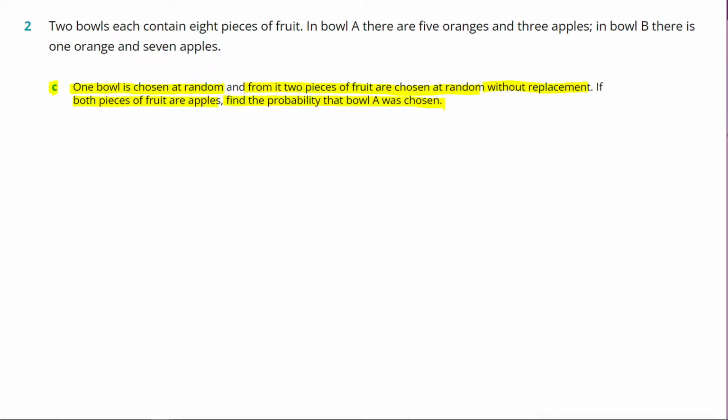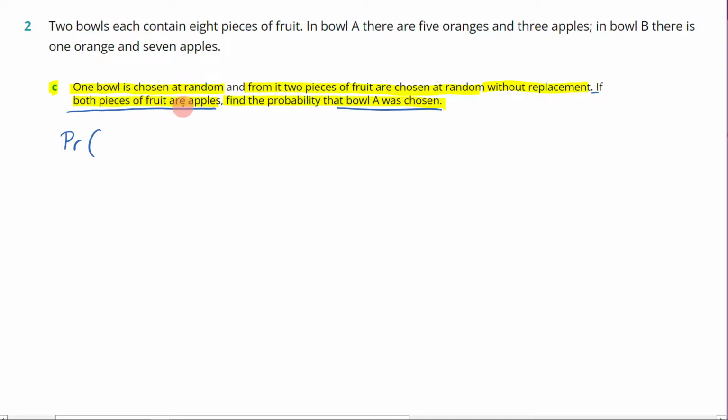This is where we need to be careful. You need to really think about what the question is asking and what type of probability is in use here. The fact that it's told me that if both pieces of fruit are apples, meaning we've already done this and we know that both pieces are apples. I now want you to find the probability that bowl A was chosen. And hopefully by the way that I've phrased the question now, it's quite clear that we're dealing with conditional probability.